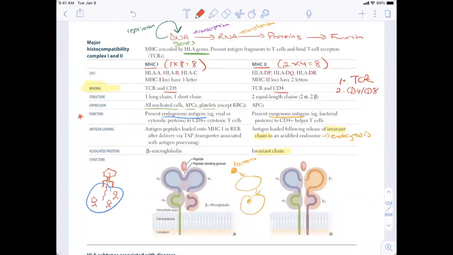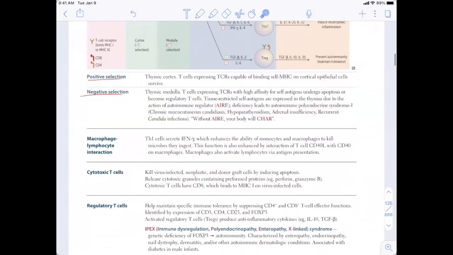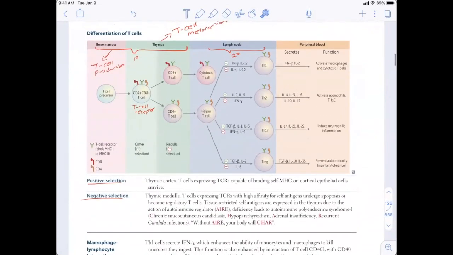So what happens in the thymus is, when I start making T cells, I need to make sure that, first of all, these T cells have a T cell receptor, and they have either a CD4 or CD8 or both. If they don't meet this criteria, delete. That is your positive selection. Okay, that is your positive selection.